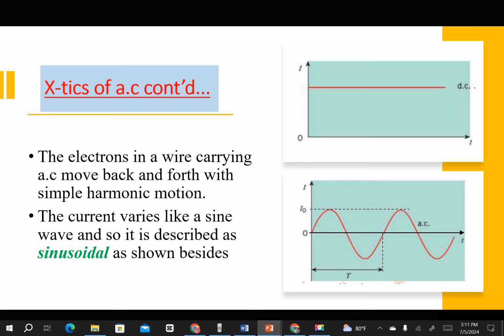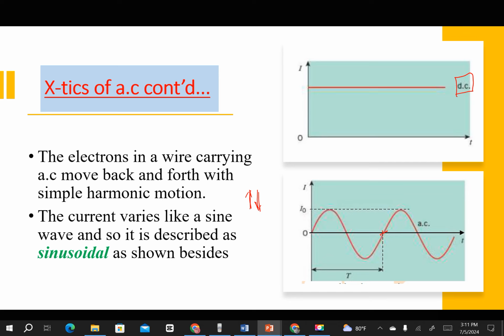The current remains constant and it is steady throughout. If you connect a battery or a cell in a circuit, you expect a steady flow of current. But for alternating current, because it's back and forth, we say the electrons are oscillating. So if an electron moves towards and comes back, it makes one complete cycle, which can be represented by this first part of the graph. Going and coming back to form one complete cycle.